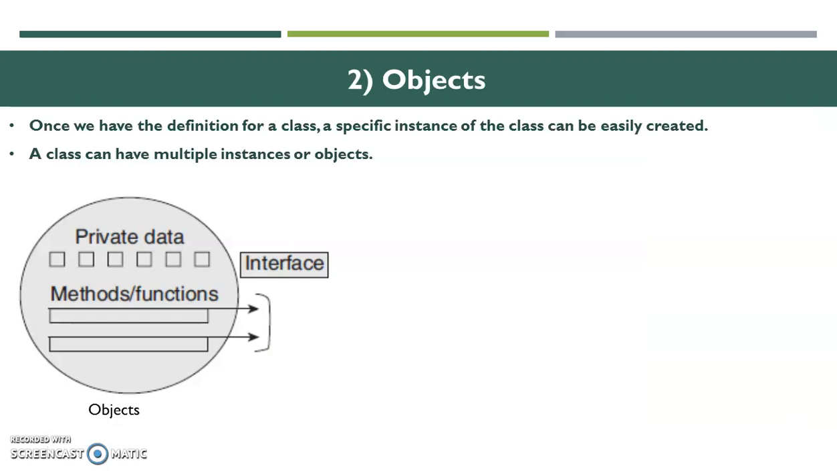Once we have the definition of a class, a specific instance of a class can be easily created. A class can have multiple instances of an object. This we have discussed earlier. The figure shows that each class has its private data, which will be the attributes of a class, and methods or functions. And the data and the methods together, if we bind, that becomes an object of a class.